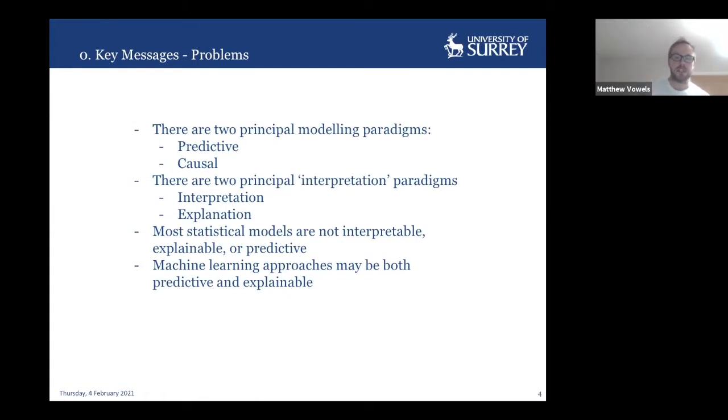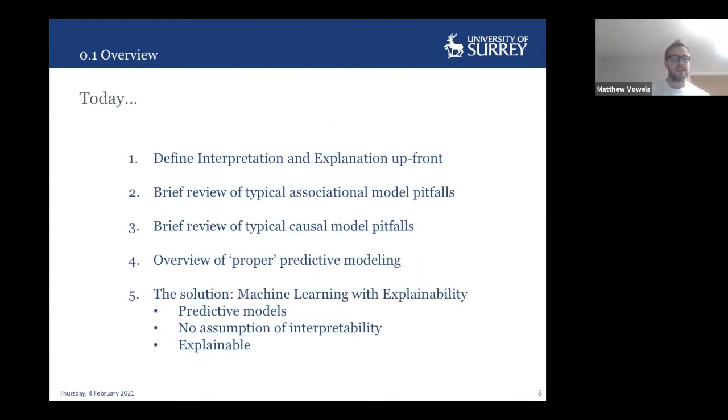And if we've got really good prediction, we can use explainability techniques. And this is where the difference between interpretation and explainability starts to come in. So in terms of the plan for today, I'm going to define what I mean by interpretation versus explanation. And then I'll give a review of some of the things I talked about in the last workshop in terms of the associational predictive model pitfalls, causal model pitfalls.